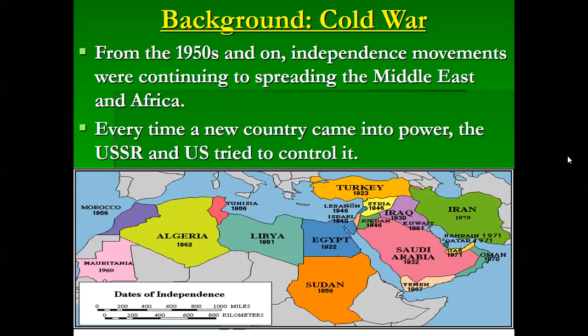All right, so just a little bit of a background about the Cold War. In the 1950s and on, there was a bunch of independence movements in the Middle East and Africa. The Middle East and Africa had been controlled by European countries, and they began to get their independence. If you look at this map right here, you'll see years that these countries became independent. And there's a huge number of them that became independent from the 1940s to the 1960s.